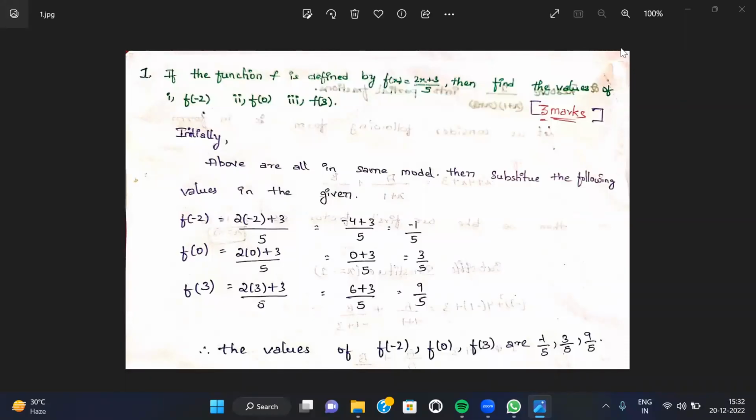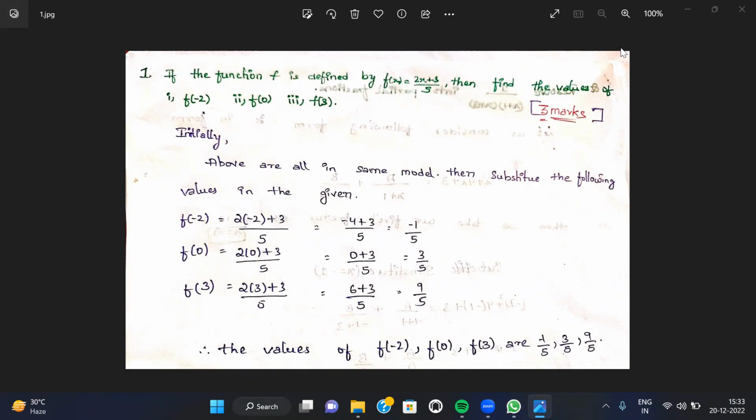Hi friends, today we are discussing functions. Here we go with the third 3 marks question. If the function f is defined by f of x is equal to (2x plus 3) by 5, then find the values of f of minus 2, f of 0 and f of 3.